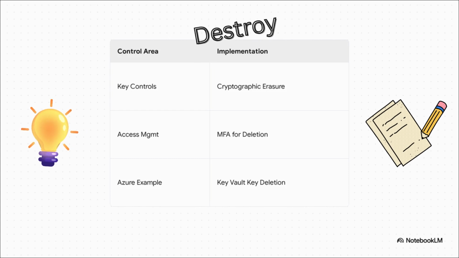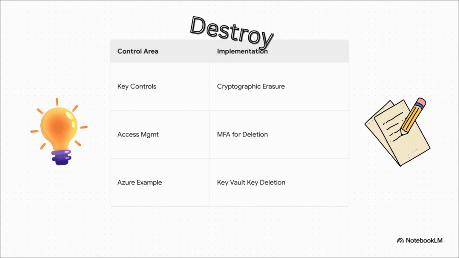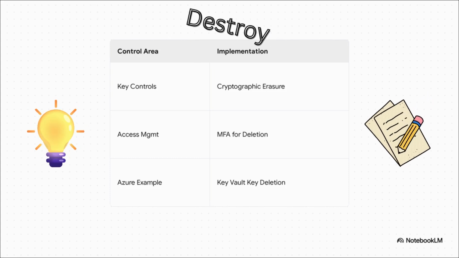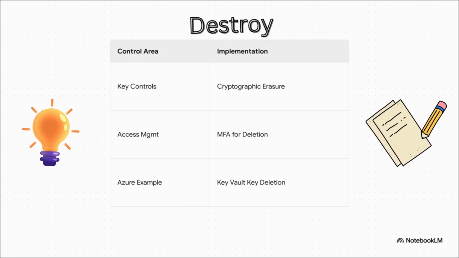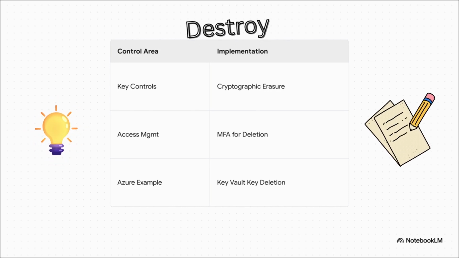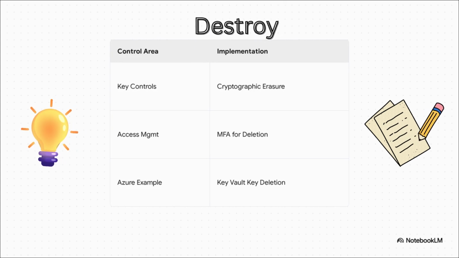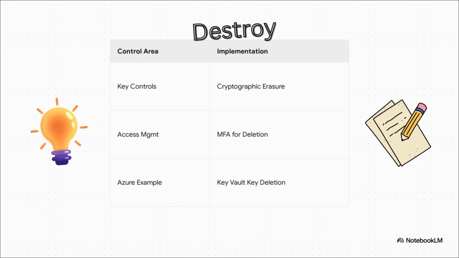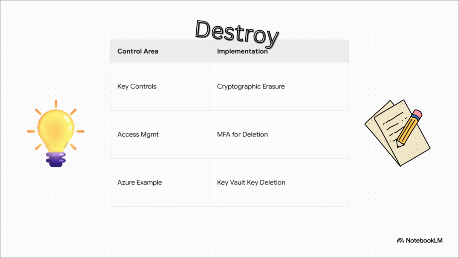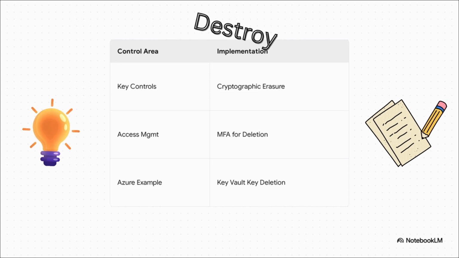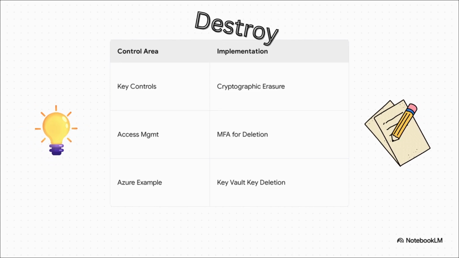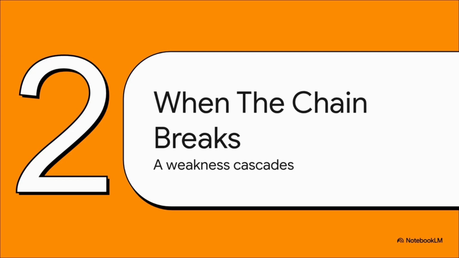And that brings us to the end of the line, the destroy phase. And I gotta tell you, this is way more than just hitting the delete button. The most secure method is called cryptographic erasure. Instead of trying to shred the data itself, which can be tricky, we just destroy the encryption key that unlocks it. It's simple, really. No key, no data. It's gone, forever.